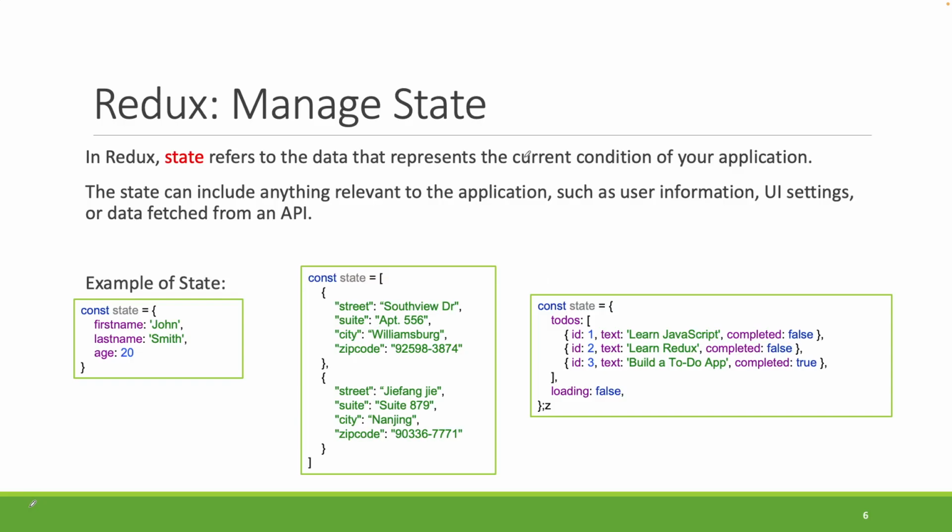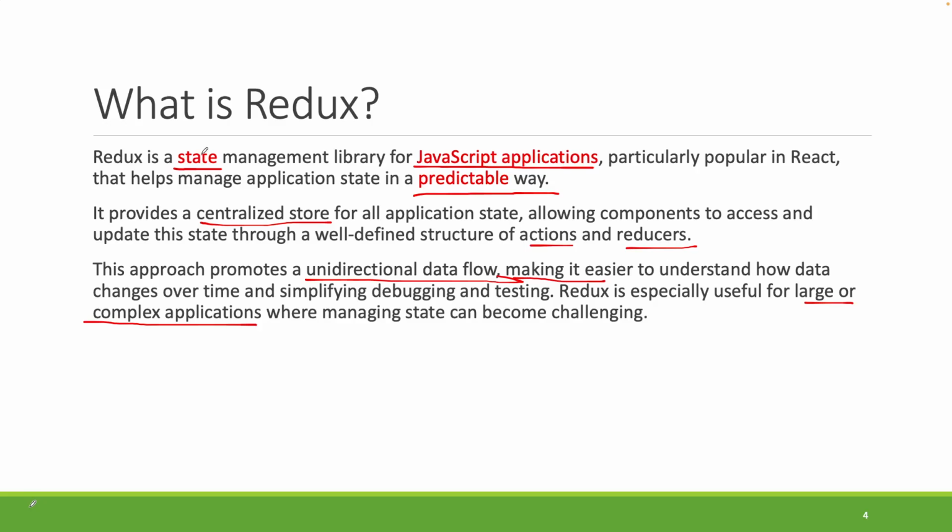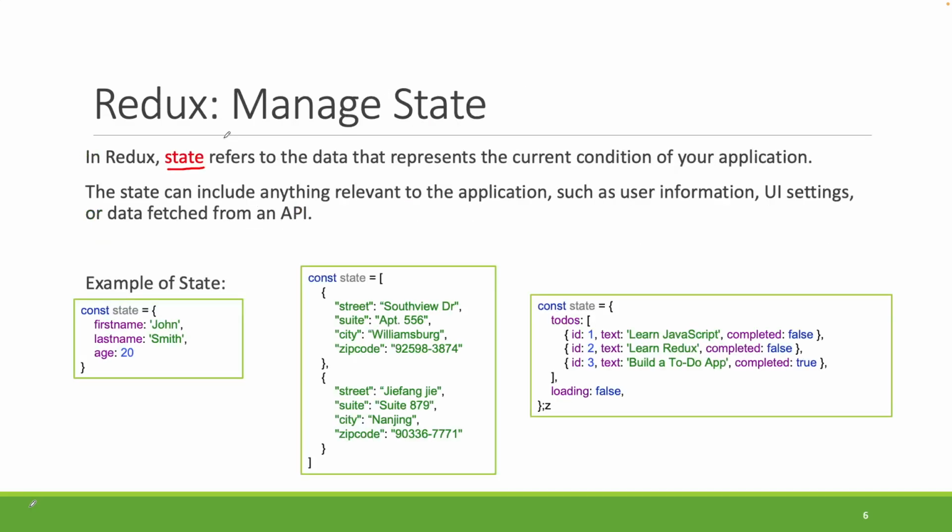Okay. Second one we'll talk about is state. What is state? Because we mentioned Redux is a state management library. Okay, so what is state? State refers to the data. First, state is what? Data. Data represents what? What is this data? Data will represent the current condition of your application. Okay, state is the data. The state can include anything relevant to the application, like user information, UI settings, data fetched from an API.